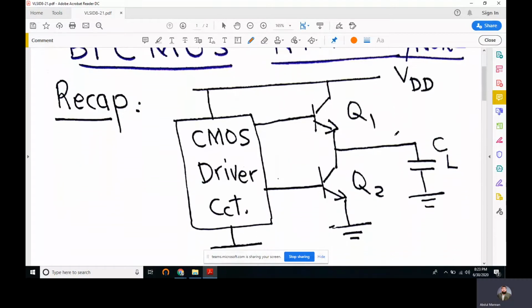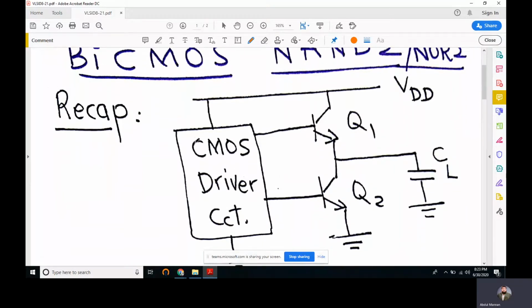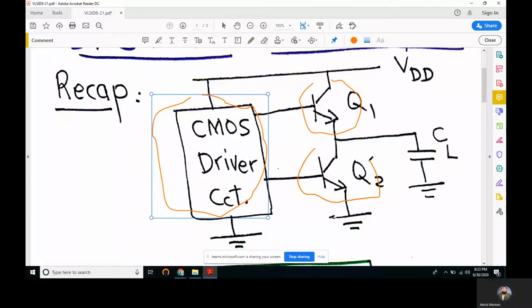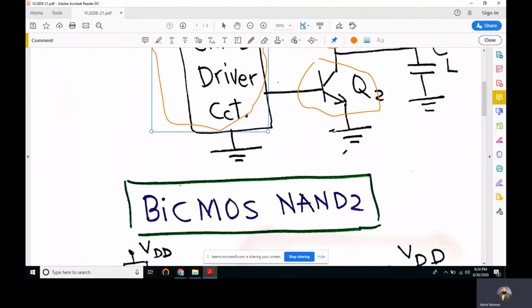We'll start with a small recap, where we know that our BiCMOS can be in general represented as a combination of a CMOS driver circuit and two BJT transistors. They both are of NPN type. The output high voltage is transferred through Q1 from its base to emitter, and the output low is facilitated by this transistor Q2. And in our last lecture, we studied an example using BiCMOS NOR.